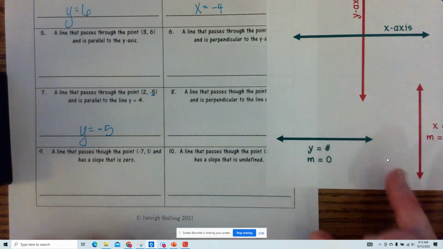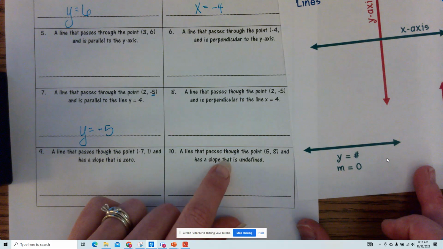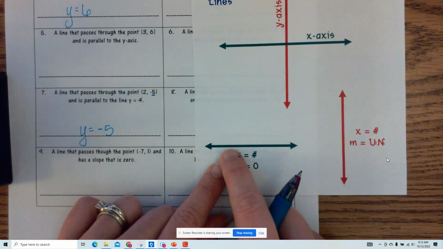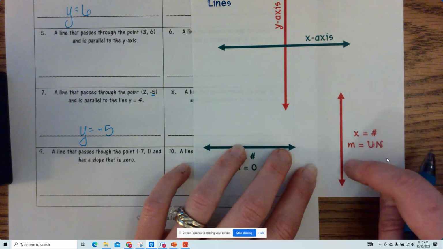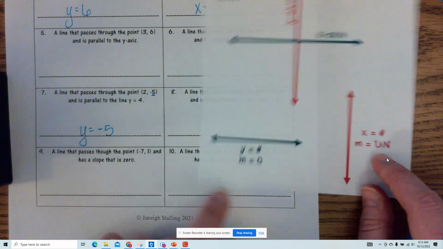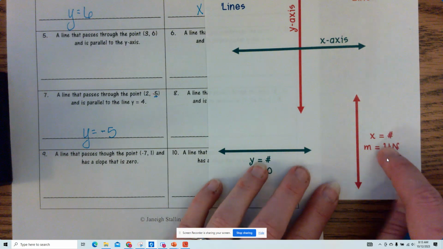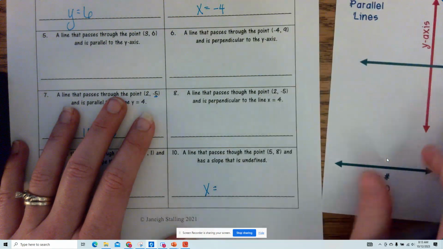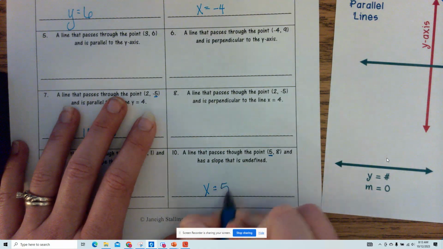And then let's do number 10. A line that passes through the point 5, 8 and has a slope that's undefined. So that's on this page too. If it's horizontal like this, the slope is 0. If it's vertical, the slope is undefined. So this says the slope's undefined. So we know it's this type of line. So we know it's x equals, just based off of what kind of slope it has. And then if it's x equals, it's the x point. So it's the 5.